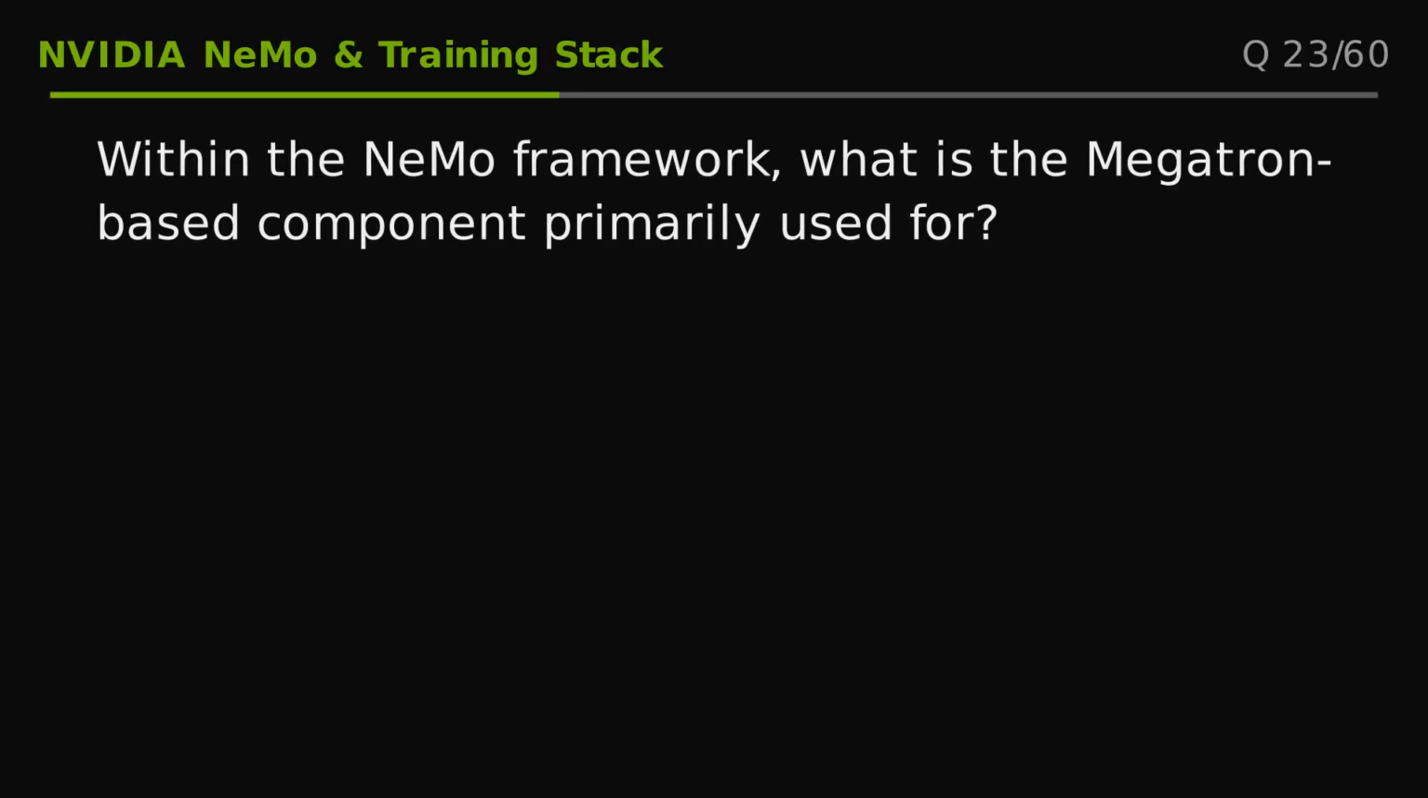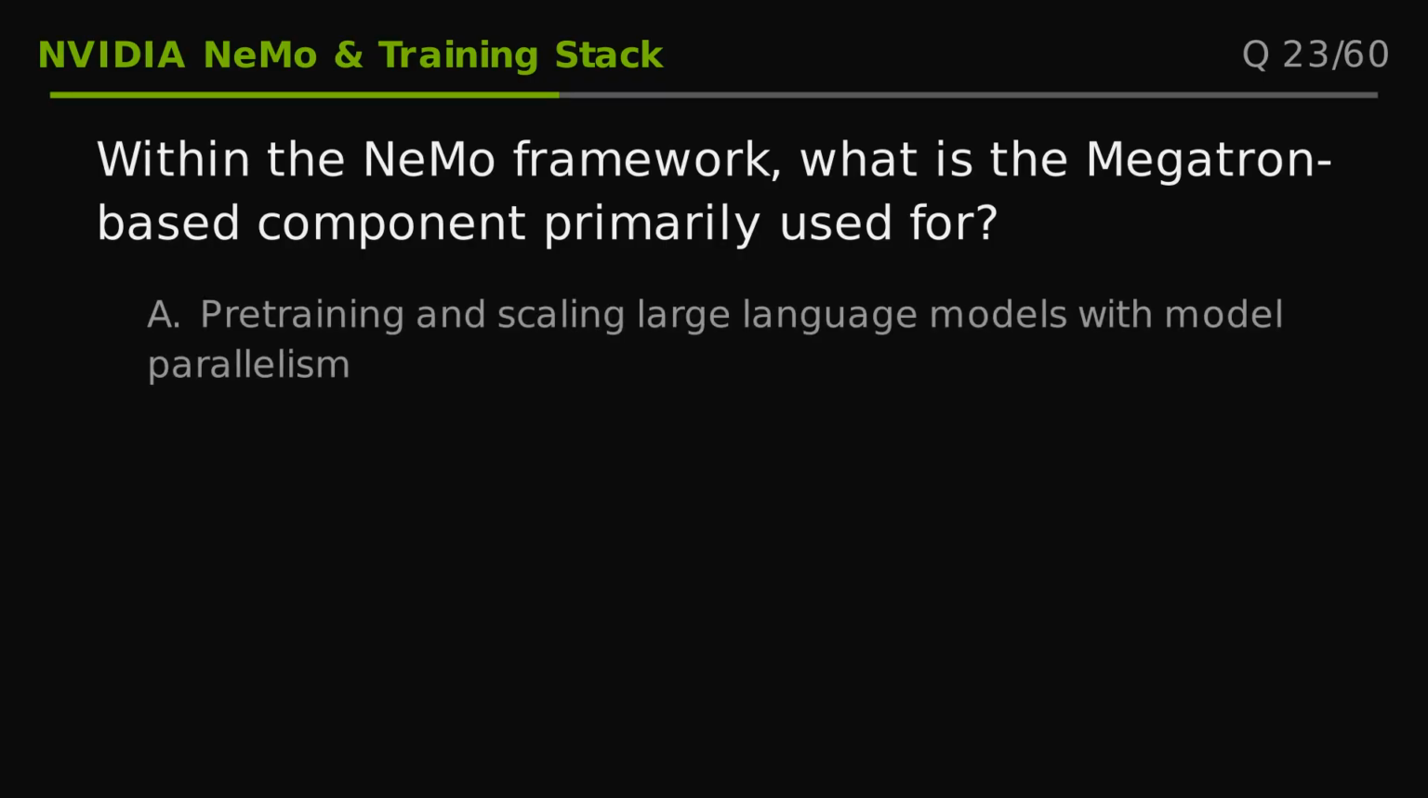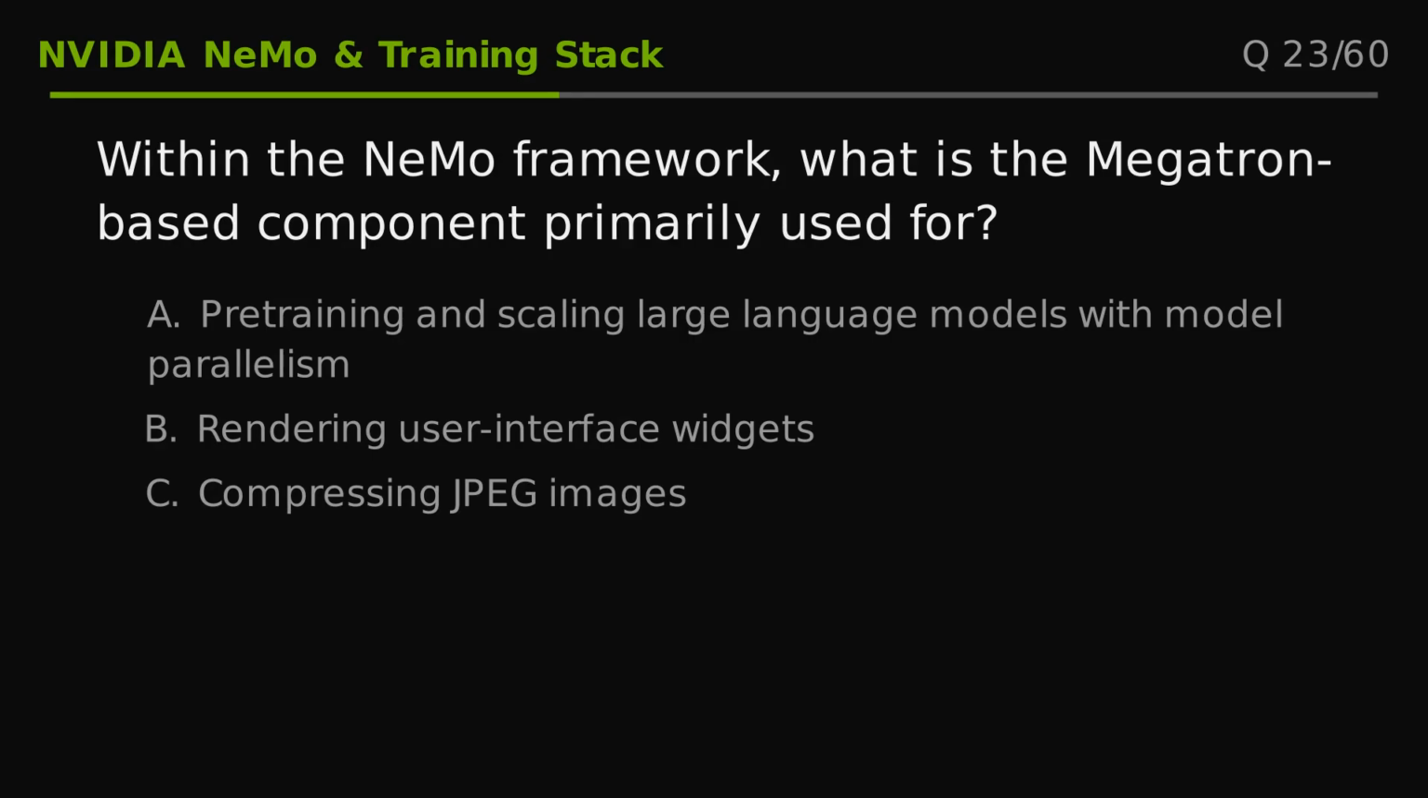Question 23. Within the NeMo framework, what is the Megatron-based component primarily used for? Option A. Pre-training and scaling large language models with model parallelism. Option B. Rendering user interface widgets. Option C. Compressing images. Option D. Managing email lists.